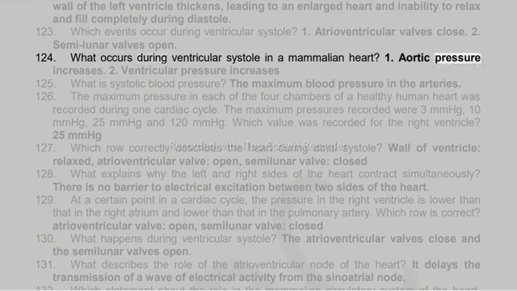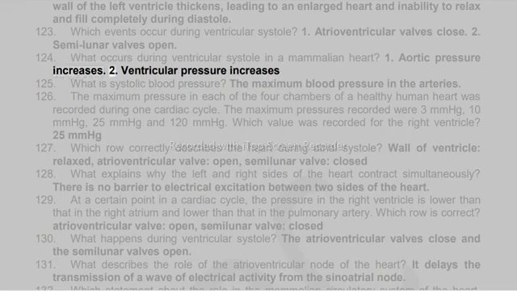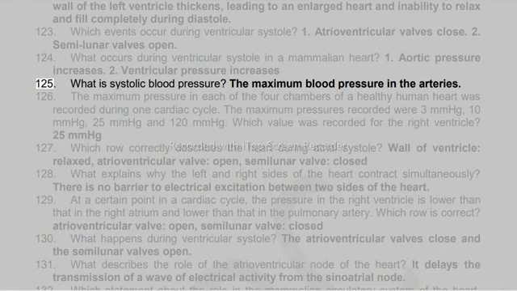124. What occurs during ventricular systole in a mammalian heart? 1. Aortic pressure increases. 2. Ventricular pressure increases. 125. What is systolic blood pressure? The maximum blood pressure in the arteries.